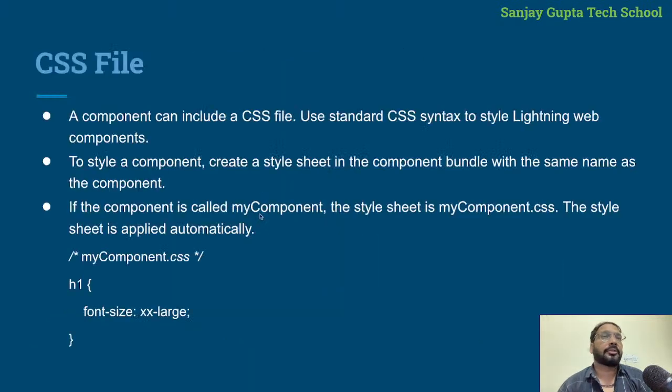Okay, so next is the CSS file. It is straightforward. It won't be available by default. You need to create it. So a component can include a CSS file. Use standard CSS syntax to style Lightning Web components. To style a component, create a style sheet in the component bundle with the same name as the component. If the component is called myComponent, the style sheet should be myComponent.css. So the way I created for you a few minutes back, right? So this way you will be able to write the code.